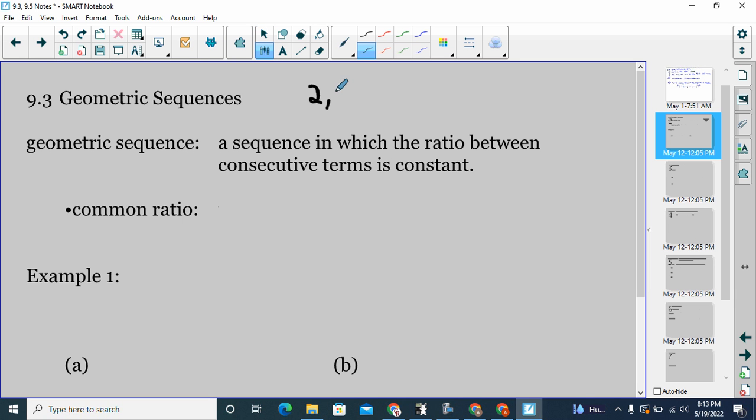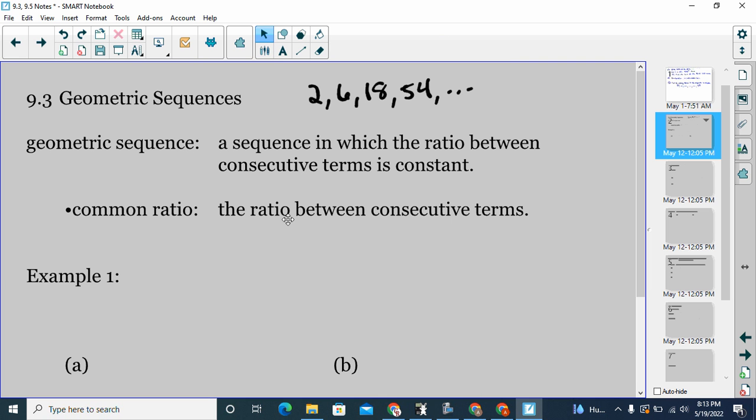So something like 2, 6, 18, 54. 2 times 3 is 6, times 3 is 18, times 3 is 54. The ratio between consecutive terms: 6 is to 2 is the same as 18 is to 6, is the same as 54 is to 18. That common ratio is the ratio between consecutive terms.